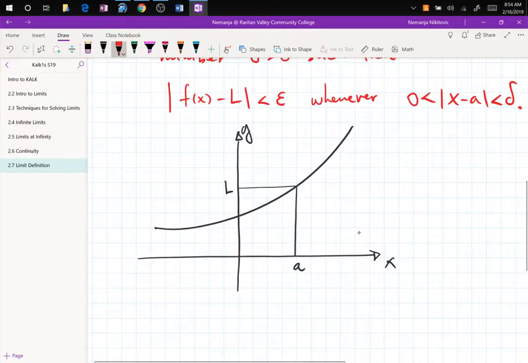I'm going to draw it like a sleeve or like a tube around this L. And this is a minus delta, a plus delta. So the distance in between over here is delta and delta. And we have L plus epsilon, L minus epsilon, making these epsilons over here.